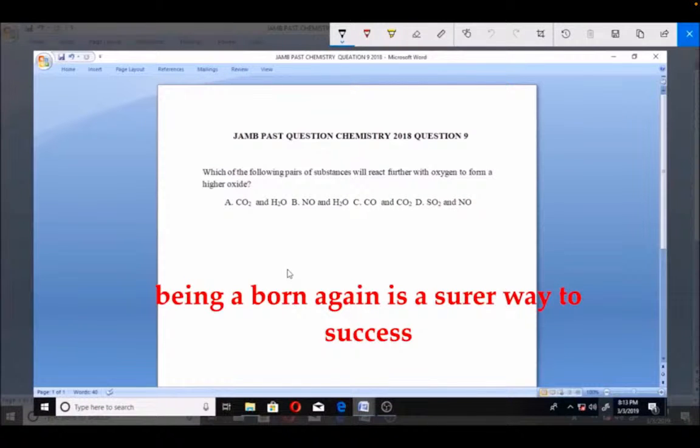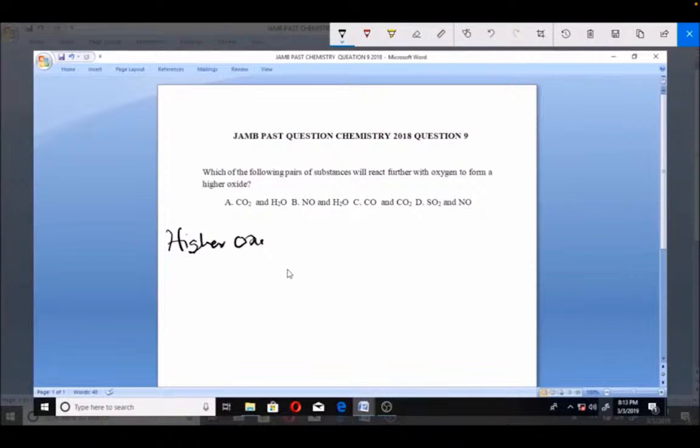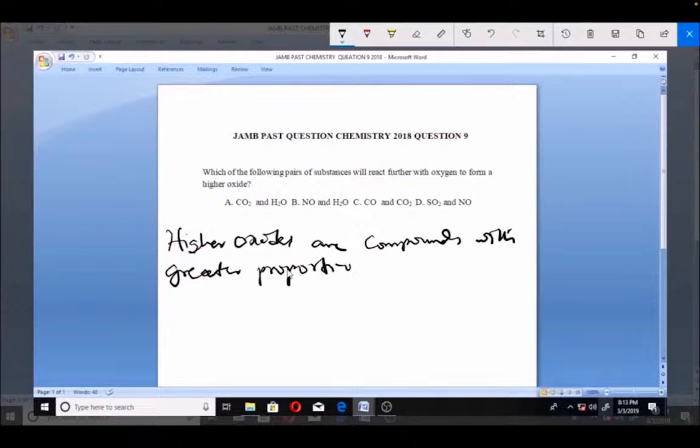If you want to understand this, we need to know what higher oxides are. Higher oxides are compounds with greater proportion of oxygen. So any compound in which there is greater proportion of oxygen.